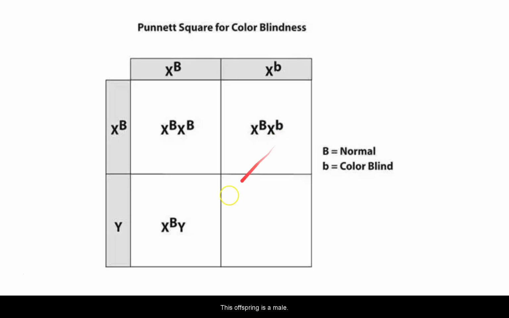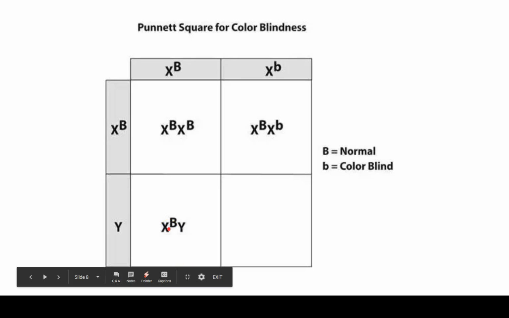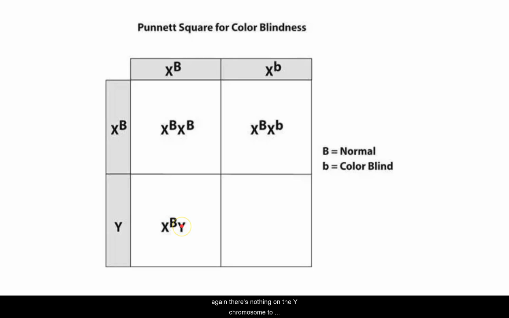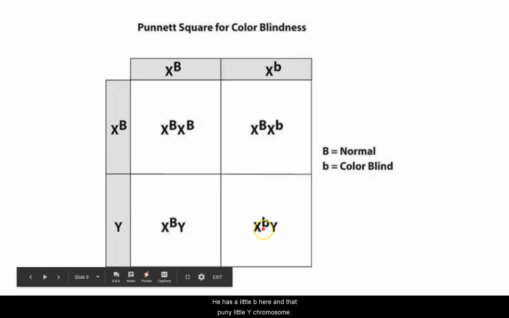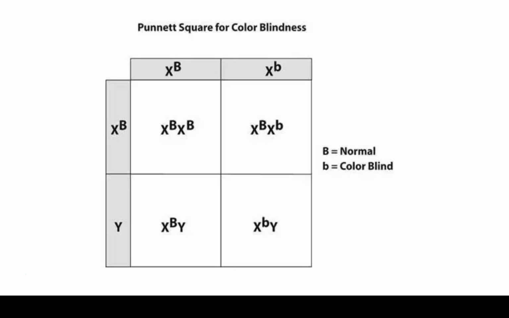Their next offspring is a male, and he can see color. He just has this big B, and again, there's nothing on the Y chromosome to compensate or do anything differently. If we look at their final child, he is colorblind. He has a little b here, and that puny little Y chromosome cannot compensate for the fact that he has a little b.